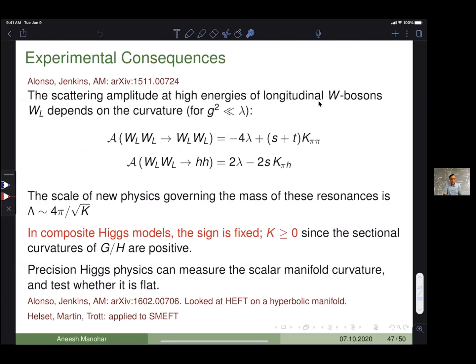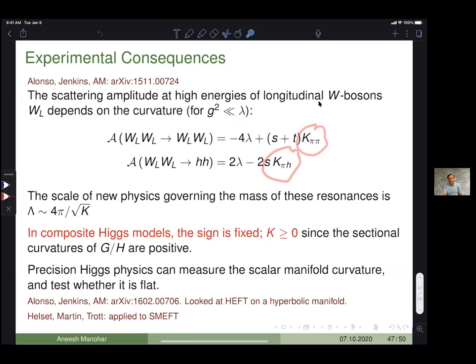So what we found was that if you look at the high energy behavior of scattering amplitudes like WW scattering, etc., there's the standard model piece. I've just written a simple form in the limit that the gauge coupling is small. But then you get terms which grow with energy, and they depend only on curvature invariants.